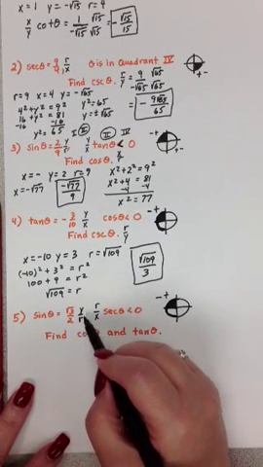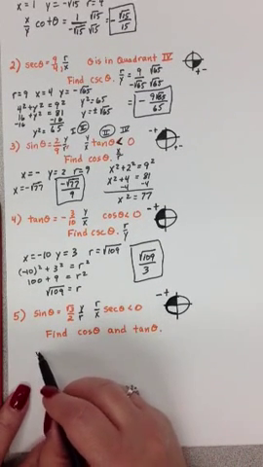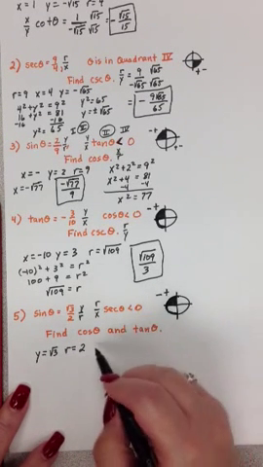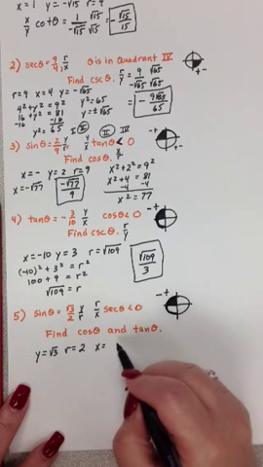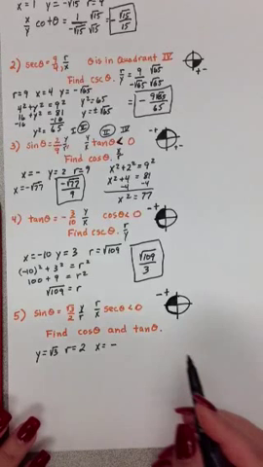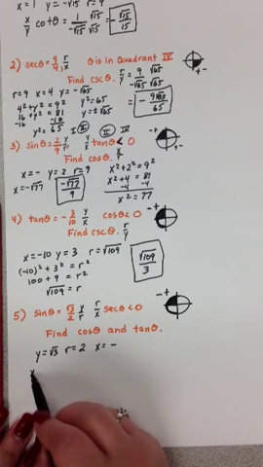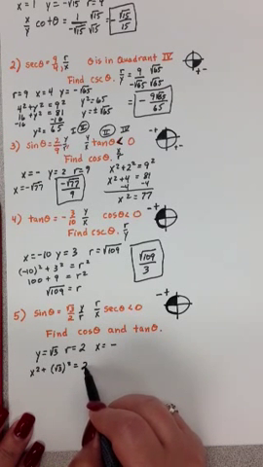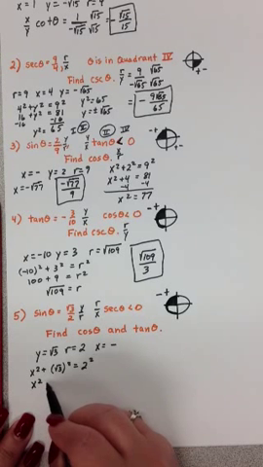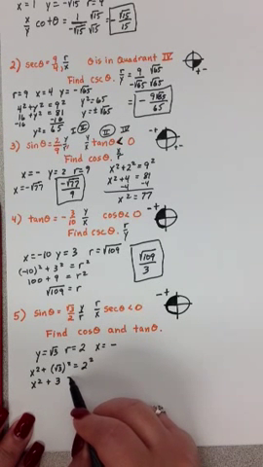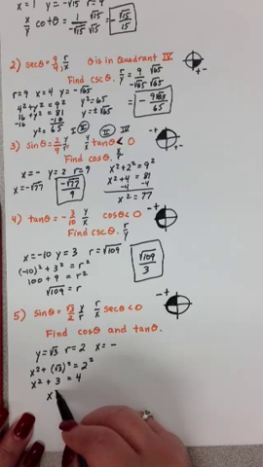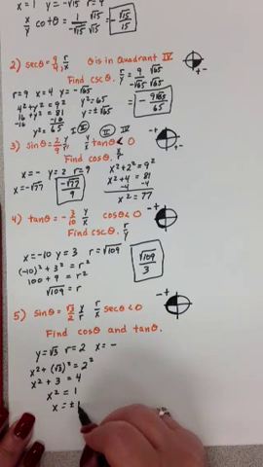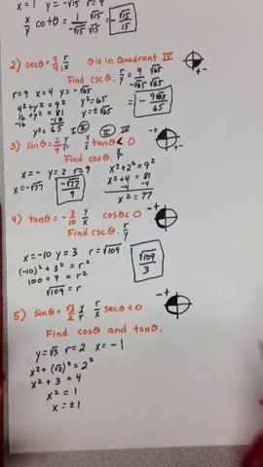Sine is y over r, so I already know y is equal to square root of 3, and I know r is 2, so I just need to figure out x, and I do know that x will be negative, okay? So then I just say x squared plus square root of 3 squared is equal to 2 squared, which means x squared plus 3 is equal to 4, or x squared is 1, so x is plus or minus 1, and I actually know it's negative 1.